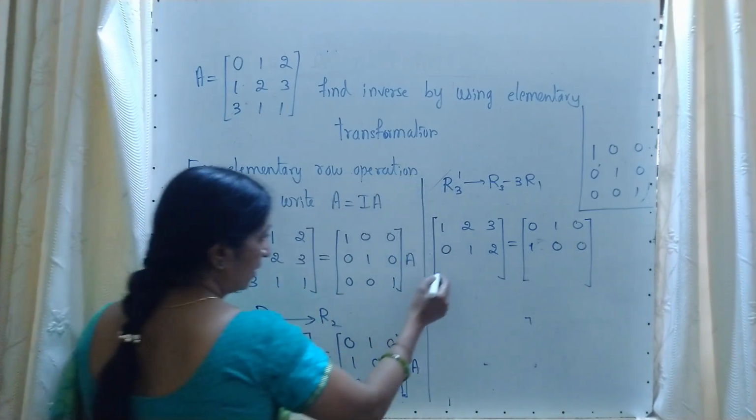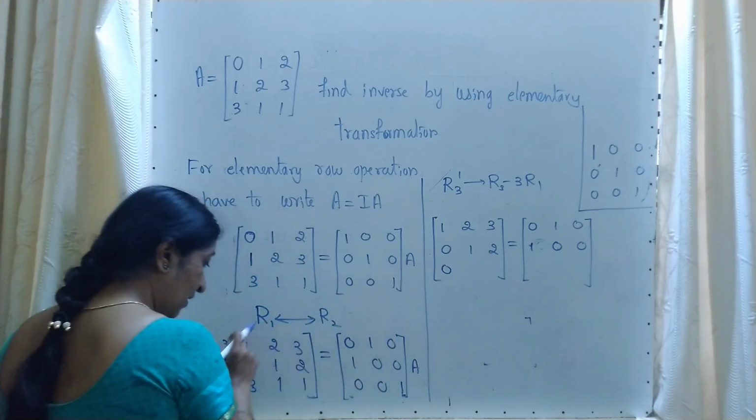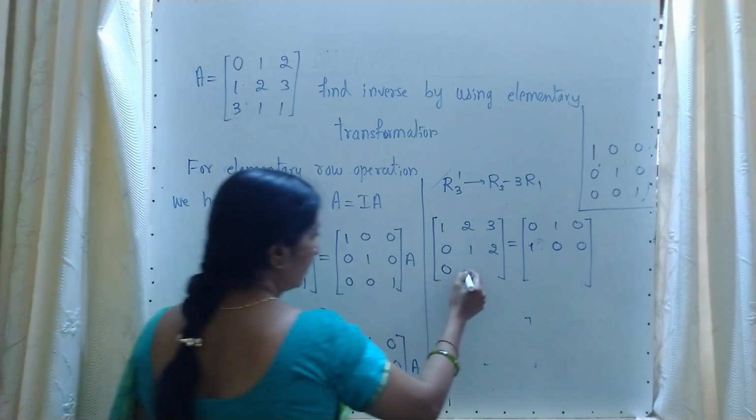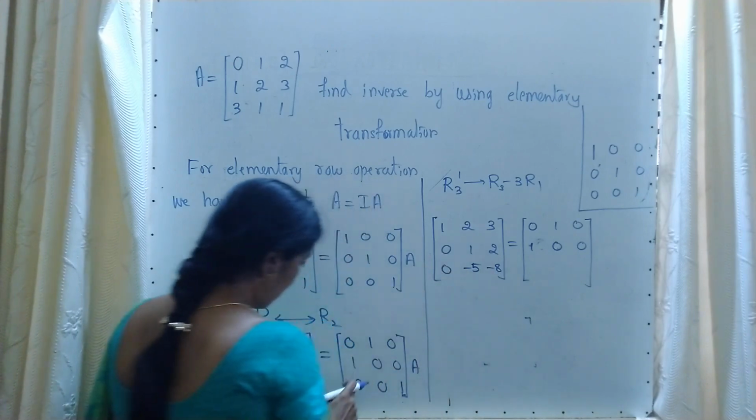Three minus 3, 0. 1 minus 6. I told you, multiply this in your mind. 1 minus 6, minus 5. Next, 1 minus 9, minus 8.